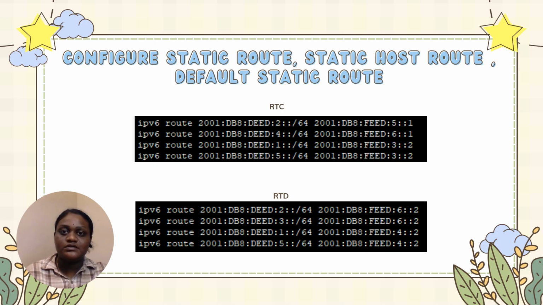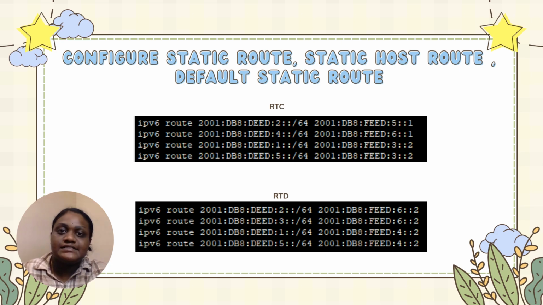Next is the static host route, used to reach one specific host, not a whole network. It uses a /128 prefix. For example, ipv6 route 2001:DB8:1::/128 2001:DB8:FEED3::2. This means the router will forward packets only to that single host address. These routes are useful when we want to reach a particular device directly.